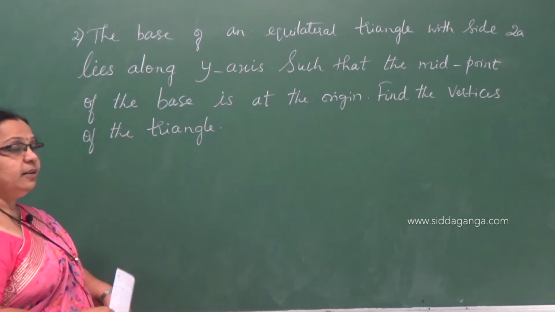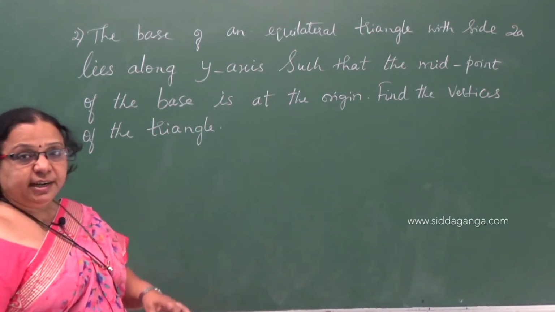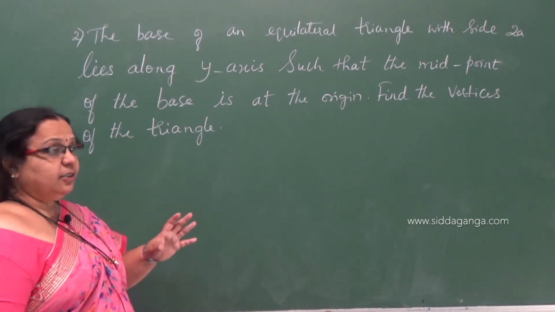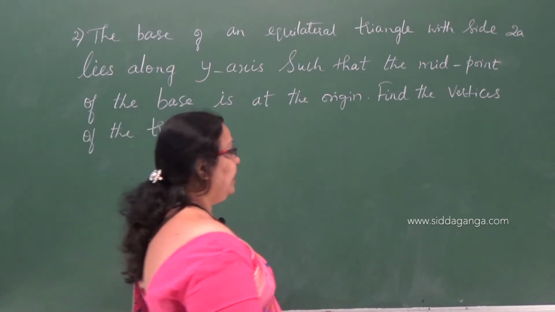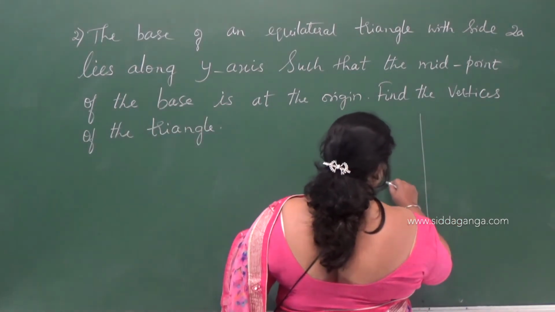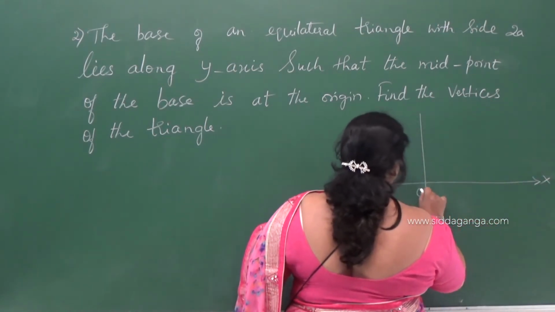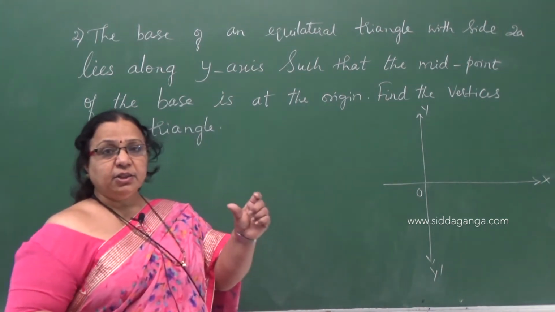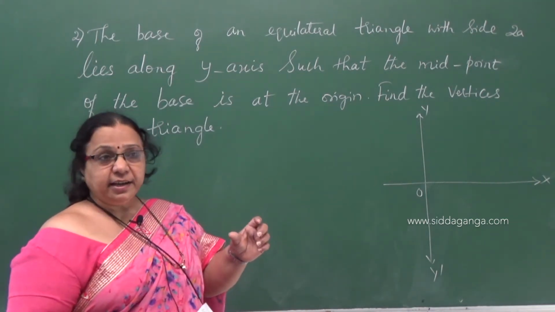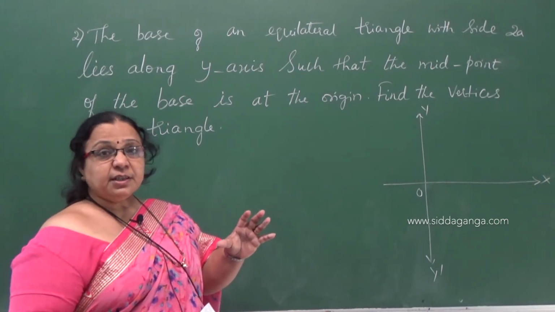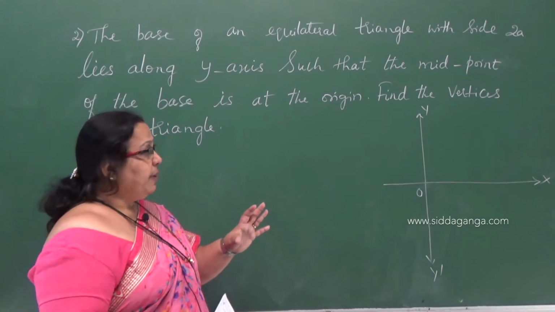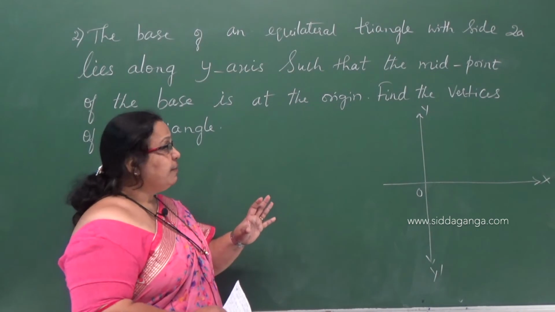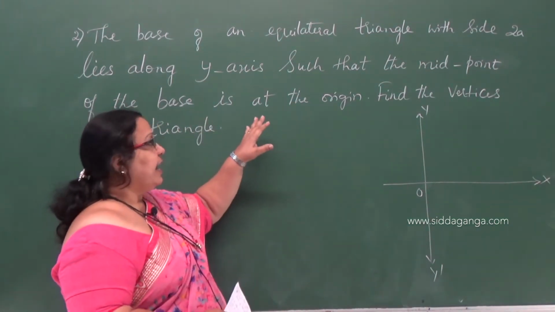The question looks very long, but if we express the given data in a figure, it becomes a little bit easier to solve. So we have to read the question repeatedly once. The equilateral triangle is given here, and the length of its side is 2a. The base of the equilateral triangle lies on the y-axis and the midpoint of the base is at the origin.